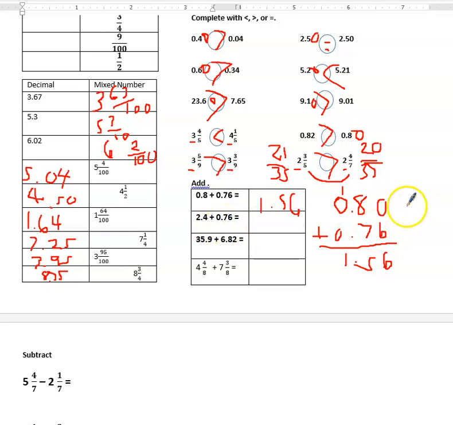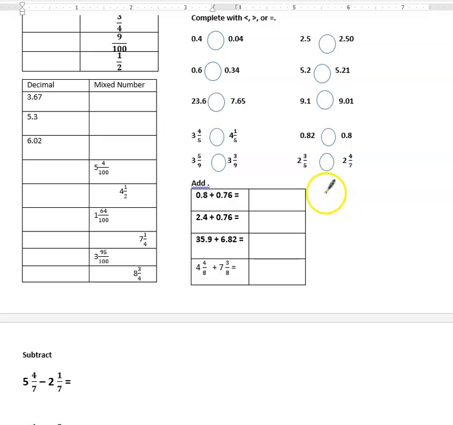Try another one, 2.4. Actually, let's clear. I'm going to clear everything out so I got some room. 2.4. Line my decimal up. Again is 0.76. Anywhere that there's not numbers, put a 0 in. So there's 6. 7 plus 4 is 11. Carry my 1. 3. And then make sure my decimal comes in there. 3.16.